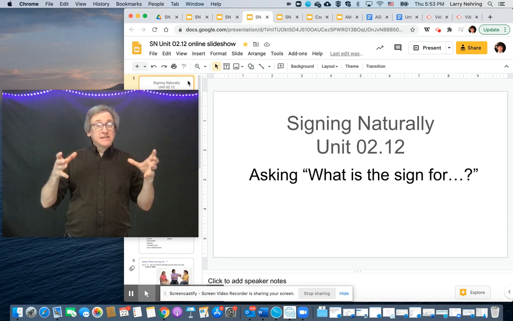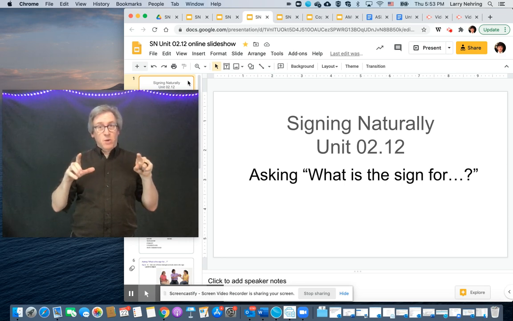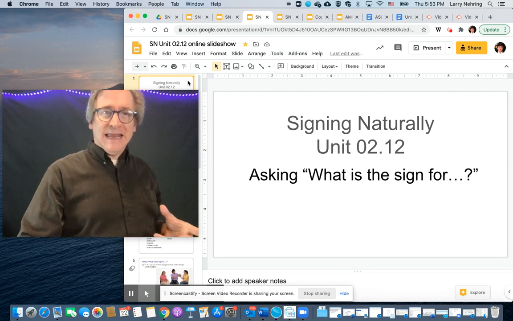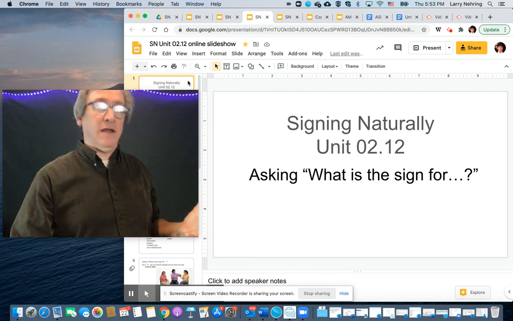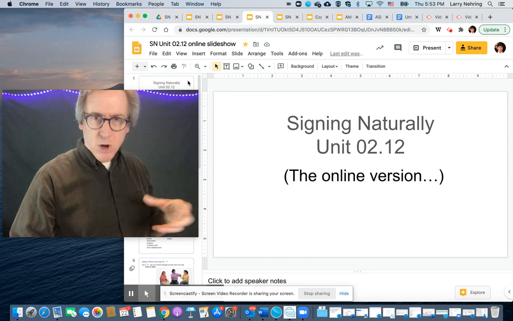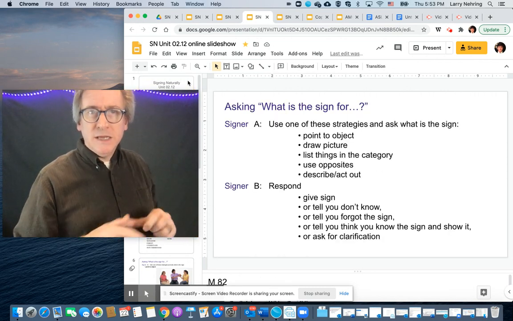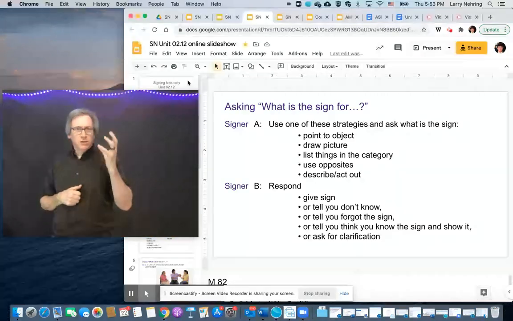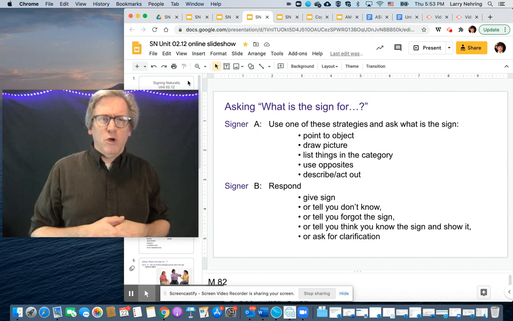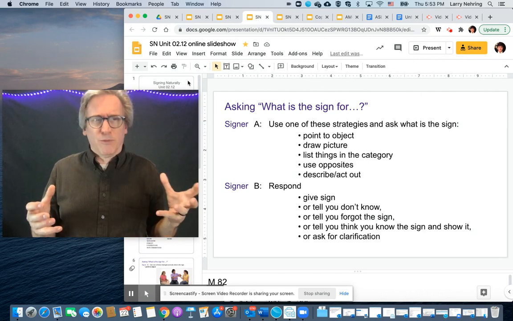Okay, so the last chapter of Level 2 is chapter 12, and that is asking what is the sign for whatever. And how do you find out a sign that you don't know? There are a couple of different strategies that you can look at and responses to those strategies. We'll go through each of them just briefly. Most of them are pretty self explanatory.